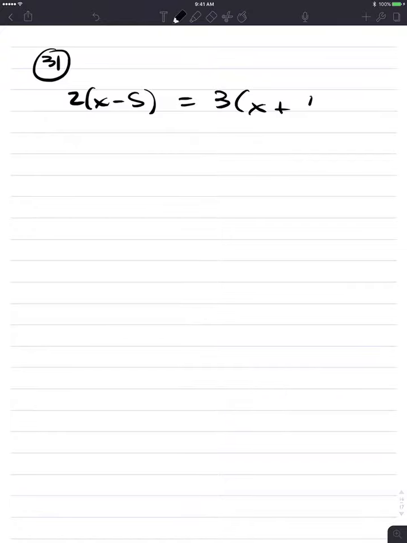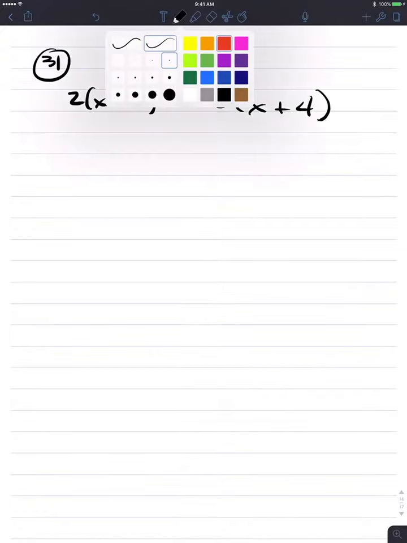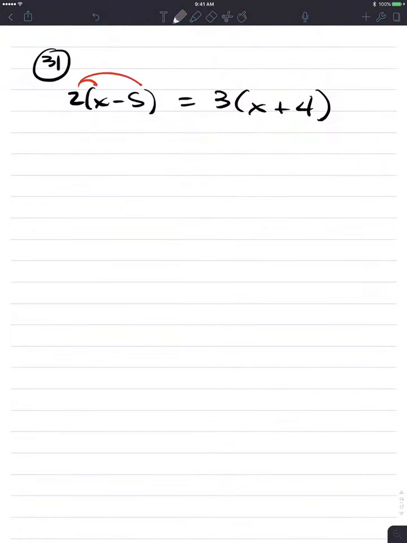Number 31: 2 times x minus 5 is 3 times x plus 4. We're going to use the distributive property here to get rid of our parentheses. So 2 times x is 2x. 2 times negative 5 is negative 10. 3 times x is 3x. 3 times 4 is 12.